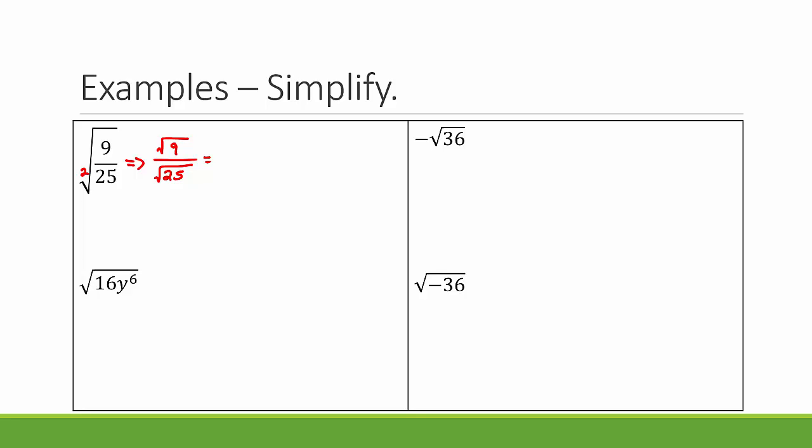Now, the square root of 9 is 3 because 3 times 3 is 9, and the square root of 25 is 5 because 5 times 5 is 25. So my answer would be 3/5.